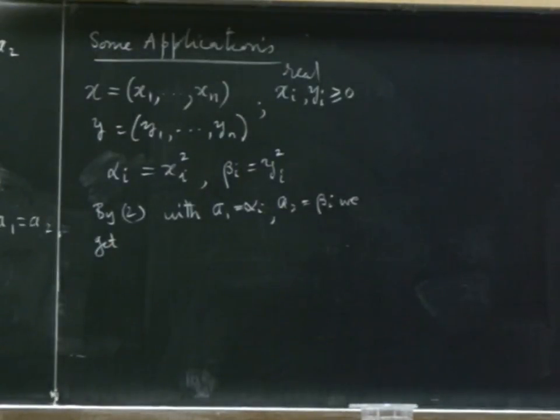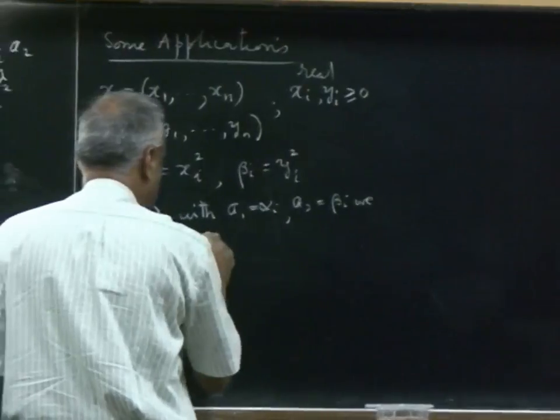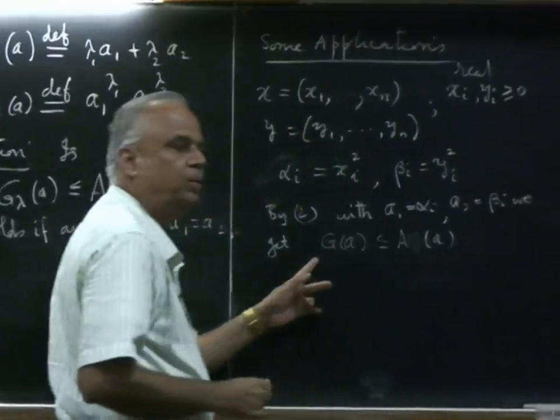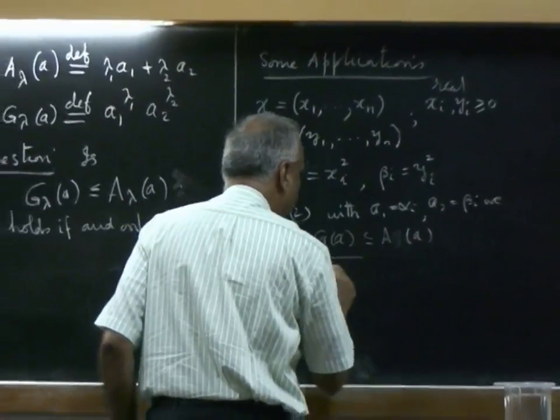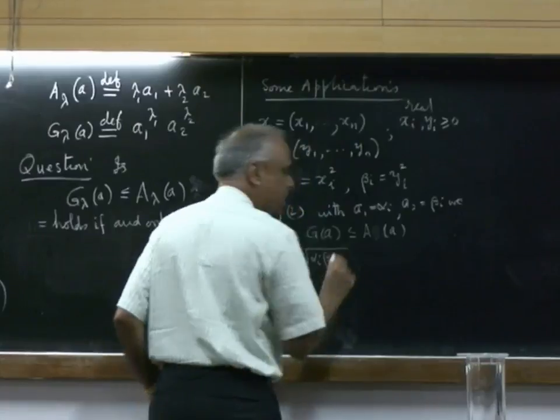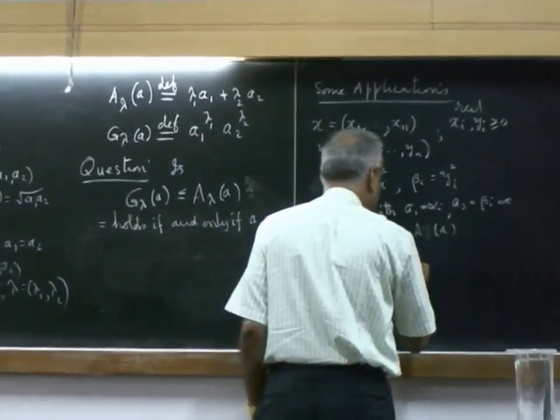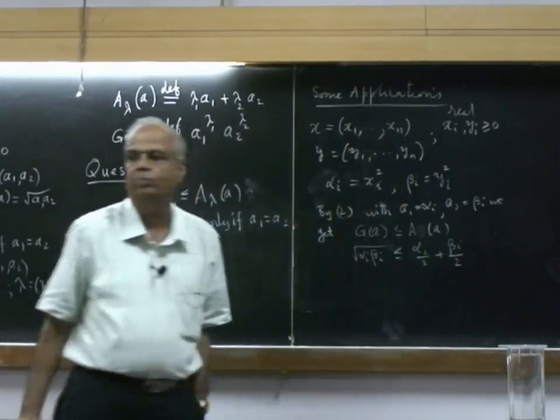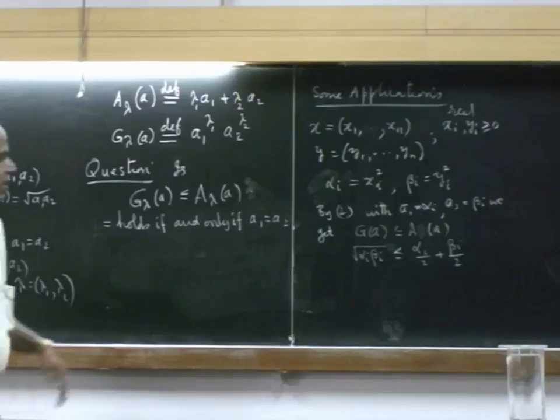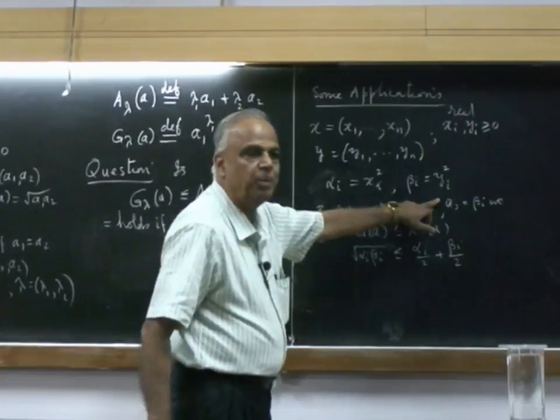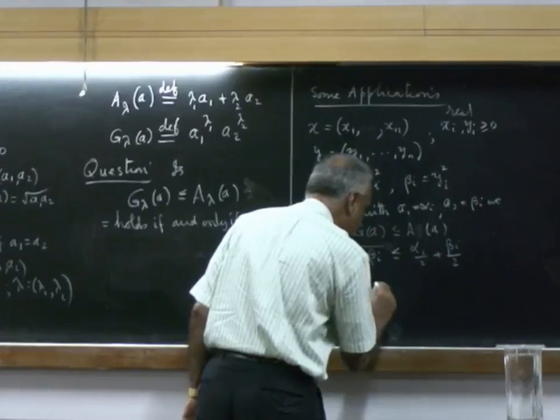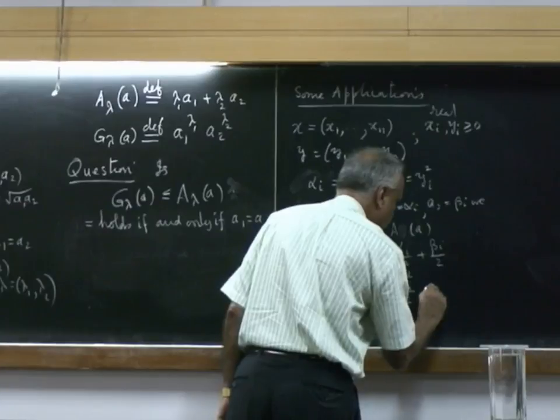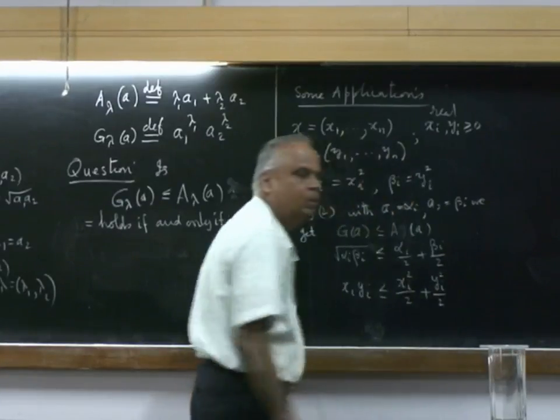The geometric mean is less than or equal to the arithmetic mean. But what is the geometric mean? Square root of alpha_i beta_i must be less than or equal to alpha_i by 2 plus beta_i by 2. But alpha is xi squared, beta is yi squared. So this is xi yi. This is less than or equal to xi squared by 2 plus yi squared by 2.